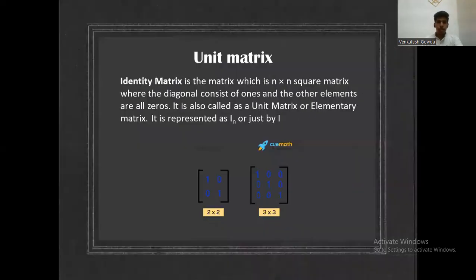Next comes the unit matrix. A unit matrix and an identity matrix are the same. An identity matrix is an n cross n square matrix where the diagonal consists of ones and the other elements are all zeros. It is also called a unit matrix or elementary matrix. A unit matrix is represented by In or just by I. So this is an example of a unit matrix.